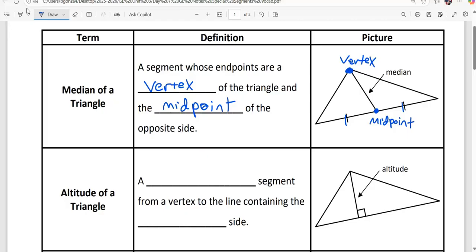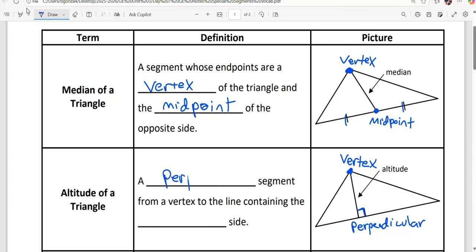Now, altitude. When you think of the word altitude, what do you think of? In the air, maybe up in the sky, maybe up a high mountain, high altitude, like a plane. But another word for altitude is that it's just really high, or the word height. Altitude is just how high is it? What's the height of it? And so to find the height of an altitude, it's also going to be at the vertex, but instead of going to the midpoint, it's just going to go straight down and make a right angle. What do you call that? You call that perpendicular. It's perpendicular through the vertex.